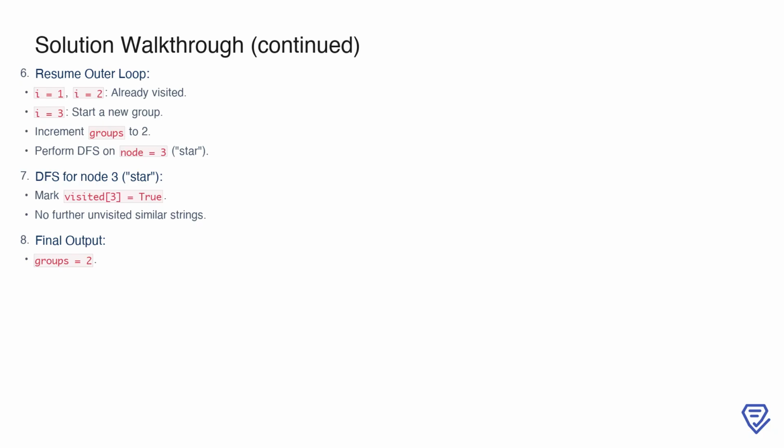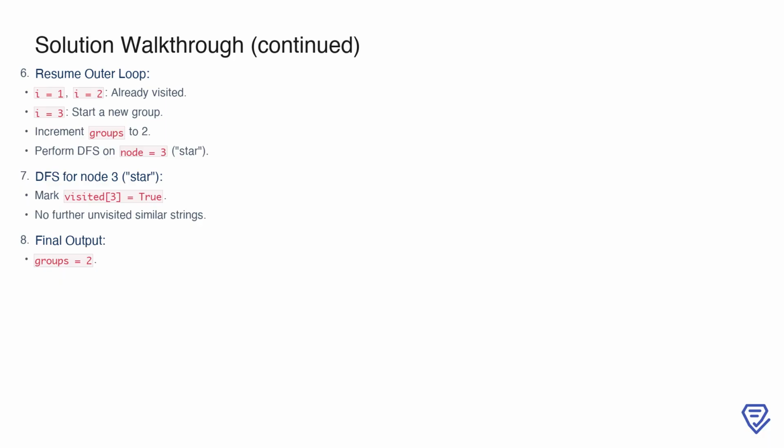Now in the DFS for node equals 1, which is rats, we mark visited[1] as true. Comparing rats with arts, the rSimilar function returns true, so we perform a DFS on node equals 2. However, since arts has already been visited, we don't process it further. Comparing rats with star, rSimilar returns false, so no further action is needed. Moving to the DFS for node equals 2, which is arts, we mark visited[2] as true. At this point, there are no more unvisited strings similar to arts, so the DFS concludes.